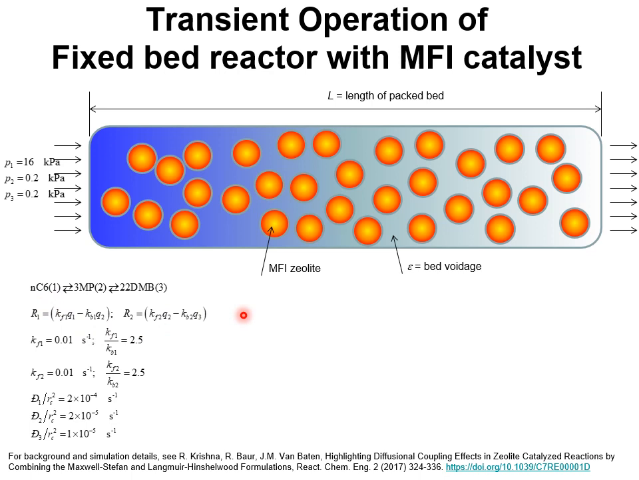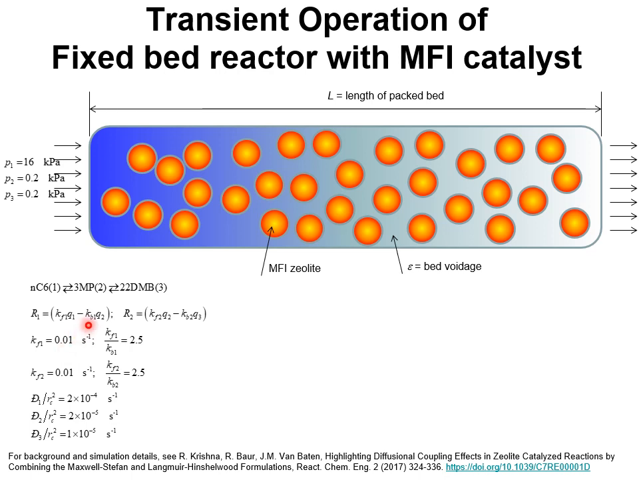Both these reactions are reversible, and we assume that these reaction rates are linearly proportional to the molar loadings Q1, Q2, and Q3 of components 1, 2, and 3. The forward reaction rate constant Kf1 is assumed to be 0.01.